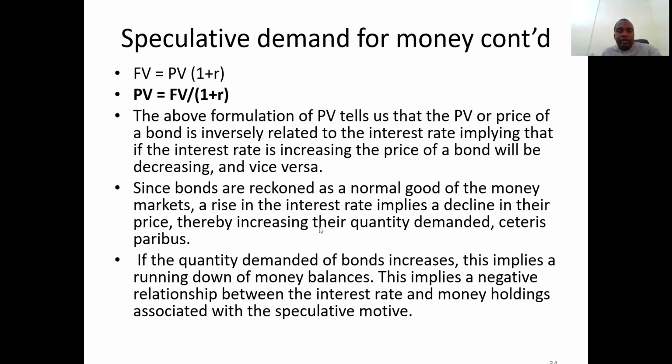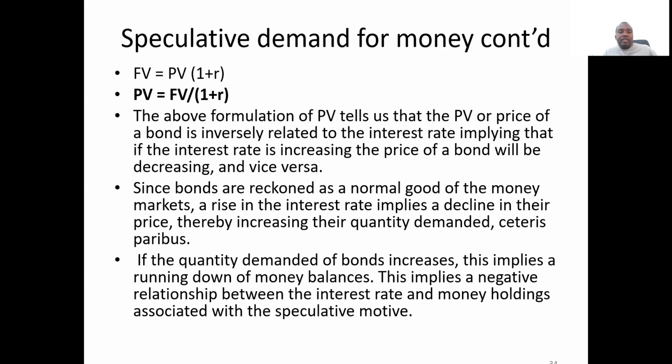So if we reckon a bond or a treasury bill as a normal good in the money market, a rise in the interest rates implies a decline in their price, thereby increasing their quantity demanded, all other things being constant. We have to hold constant what is happening in the other parts of the financial markets, like stock markets, for instance. If the quantity demanded of the bonds increases, this implies a running down of money balances. So when the interest rate is increasing, we expect money balances to be going down, because economic agents will be buying the cheaper bonds or treasury bills.